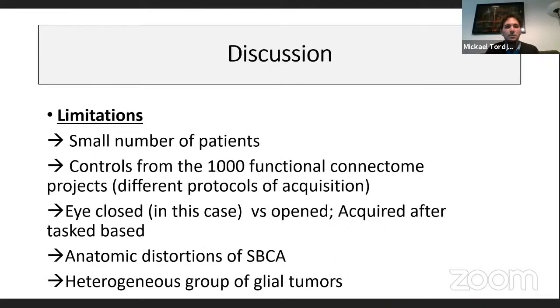The limitations of our study were the small number of patients, and that we used controls with a different protocol of acquisition compared to our patients. There is also debate about eyes closed versus eyes open in the resting state. So we used eyes closed in our study, but it could have been different if we had used eyes open. Also, there is some anatomic distortion in the seed-based connectivity analysis, but this was controlled because we also used independent component analysis and we found the same results. And there was a heterogeneous group of glial tumors with different grades and types of tumors.